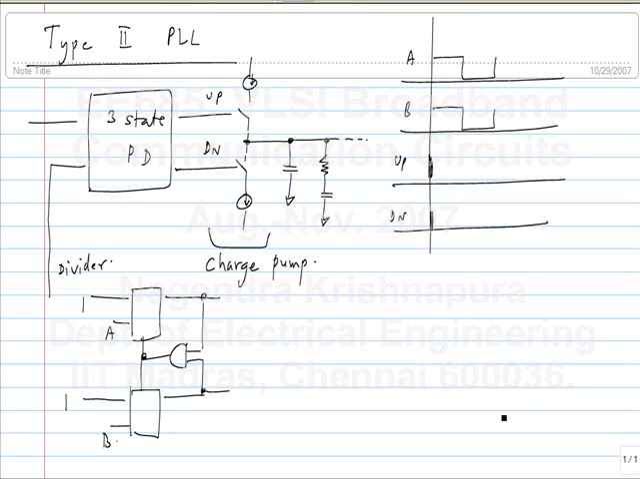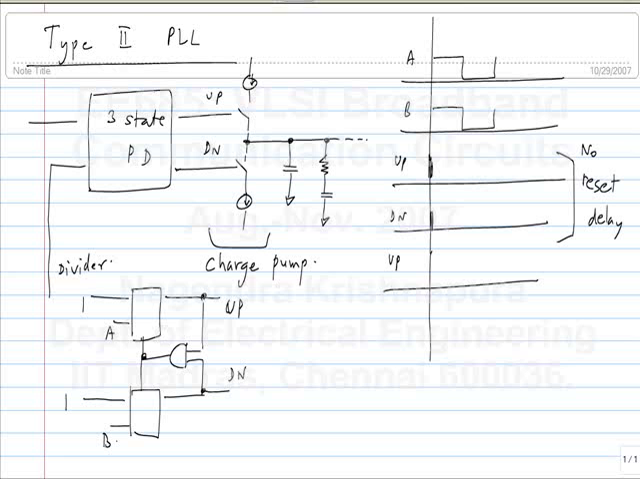Okay, so what happens if there is AND gate and reset delay? Let's say this is no reset delay. We can combine the reset delay of the flip-flop and the delay of the AND gate, right? That is the time taken between up and down going simultaneously high to them going back low. Okay? So what happens in this case? What will be up and down?